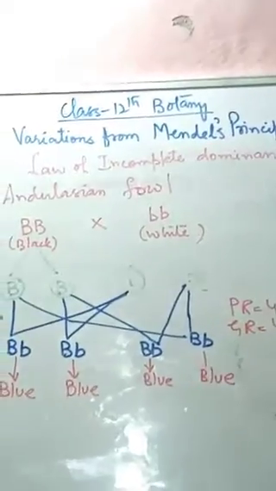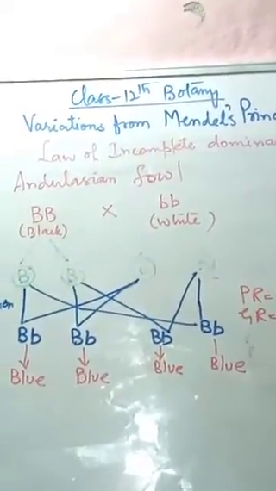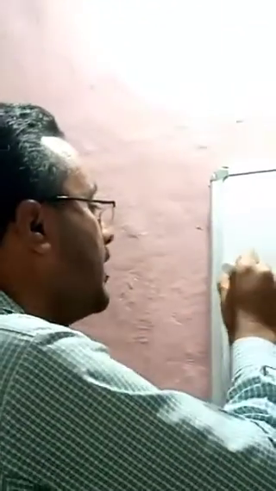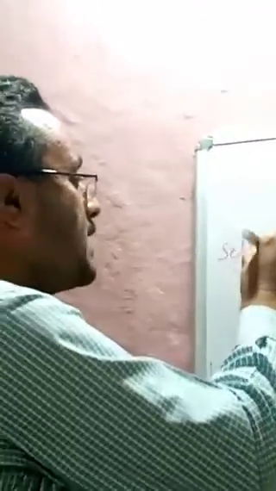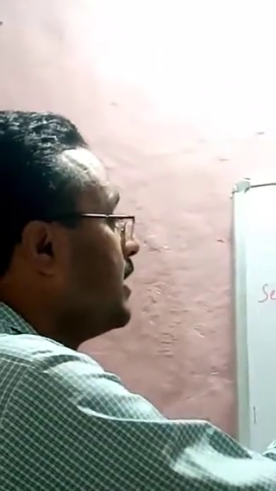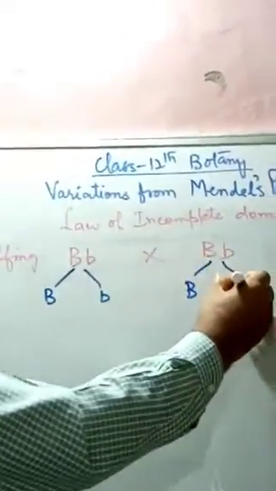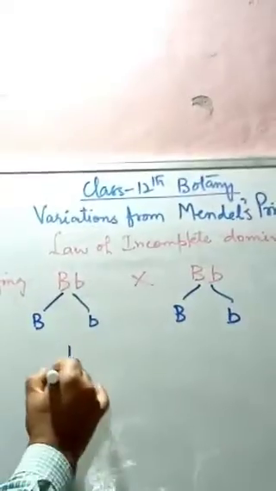When these F1 hybrids are self-pollinated, what gametes will we get? Capital B, small b, capital B, small b. Now draw the Punnett square.